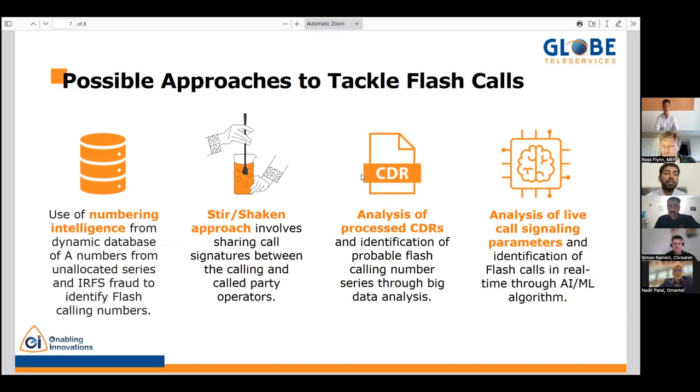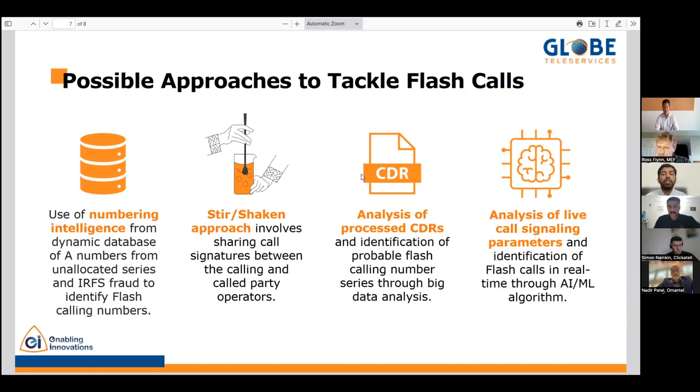If operators are able to find mechanisms to get this numbering intelligence, yes, that's definitely one way to identify possible fraudulent flash calls. However, this also becomes a static activity beyond a point because, as expected, the fraudsters have a number of ways to circumvent this. Then, of course, we have the widely known STIR/SHAKEN approach, which is used in the voice fraud industry. Again, this is a mechanism which can help in identifying whether a call being generated is a genuine P2P call or an A2P flash call, which should be blocked.